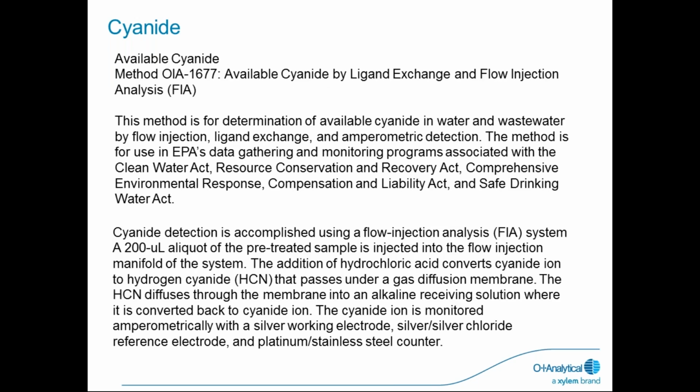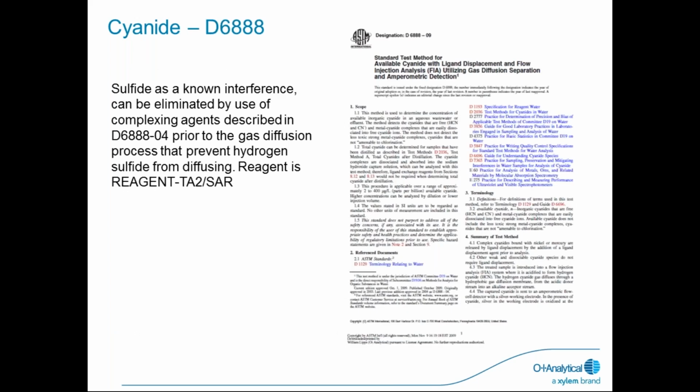So this is just a breakdown of our EPA method OIA 1677, available cyanide. It's a method for determination of available cyanide in water and wastewater by flow injection, ligand exchange, and amperometric detection. We have the D6888. Sulfide is a known interference and can be eliminated by use of complexing agents described in this method prior to the gas diffusion process that prevent hydrogen cyanide from diffusing. That reagent is a Ta2SAR.